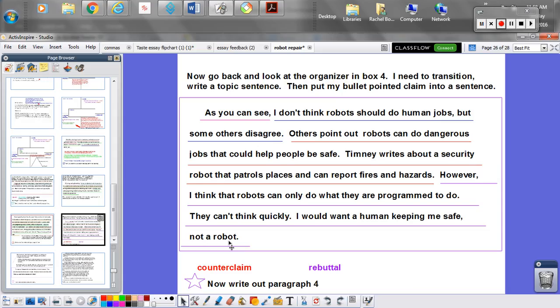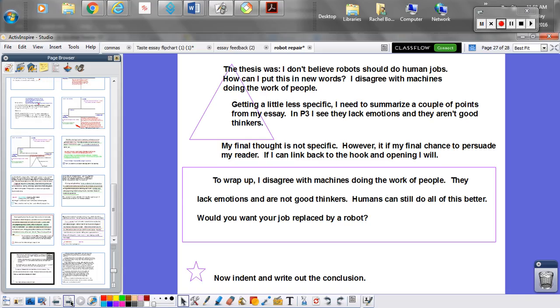So now that you are done with paragraph 4, you're ready to move on to the conclusion. Remember, the thesis was, I don't believe robots should do human jobs. How can I put this in new words? I could say, I disagree with machines doing the work of people. So I use synonyms for human and people. I use don't believe and disagree, and I changed machines out for robots. So all you're doing is just restating the thesis in a new way.